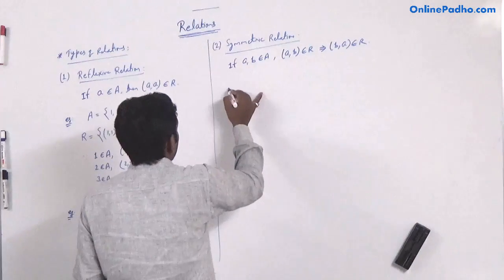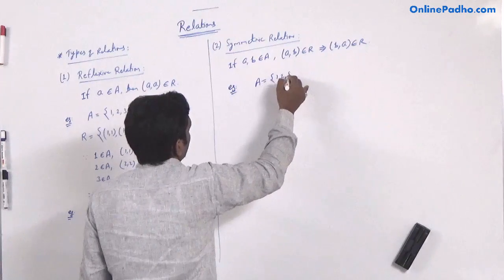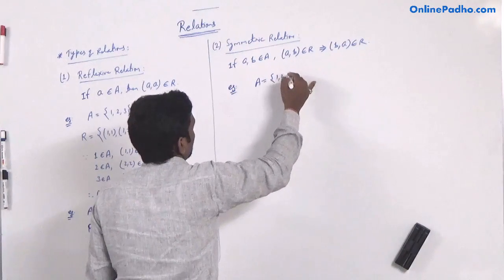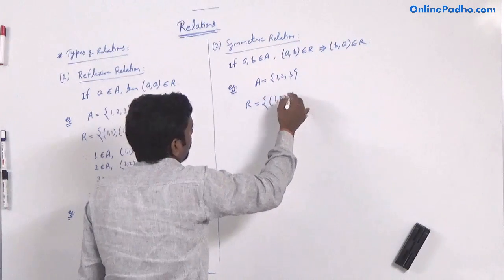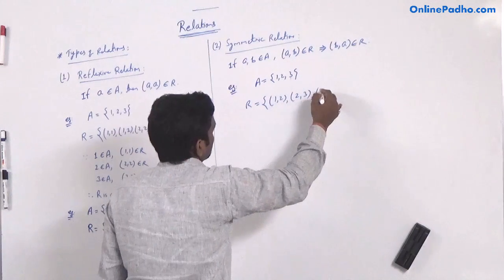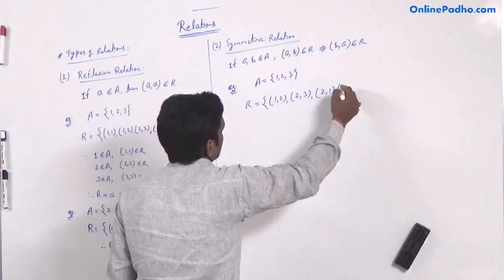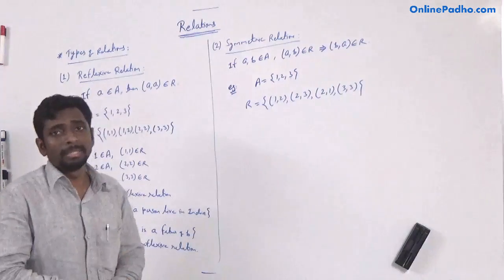For example, if we have a set A that is {1, 2, 3}, and we have a relation (1, 2), (2, 3), (2, 1), (3, 3). Is it a symmetric relation?